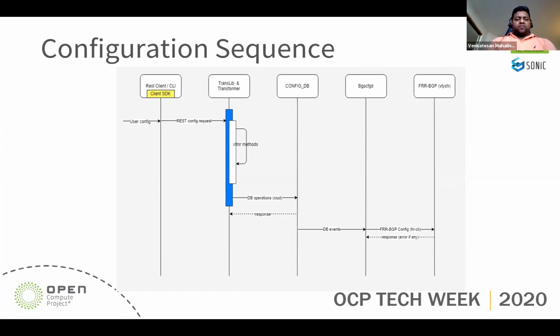Once the config is pushed to the config DB, there would be Redis DB events generated, and the BGP confd has been enhanced to handle various new config DB events, cache them, and then convert them to equivalent FRR commands. Next slide.